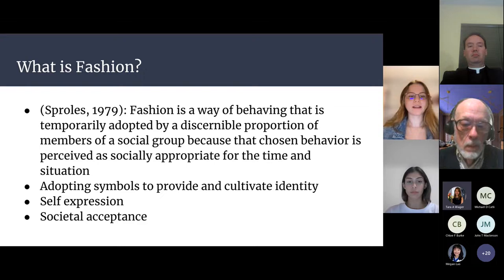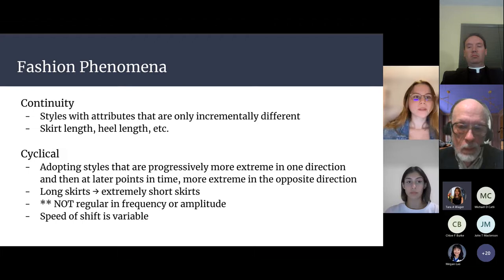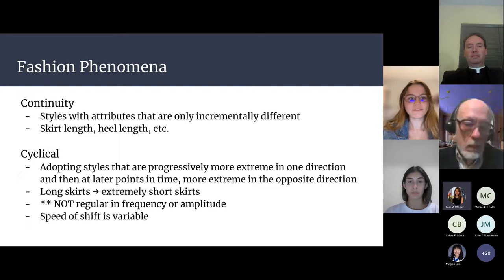We're using self-expression and societal acceptance, and we're going to go into people who are not following society and how they reflect our mathematical models. So the fashion phenomenon, we have continuity, and it's styles with attributes that are only incrementally different, such as skirt lengths and heel lengths. Those all change throughout the years, and we're going to show an example of that later on.